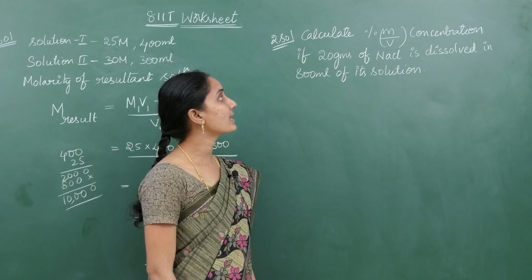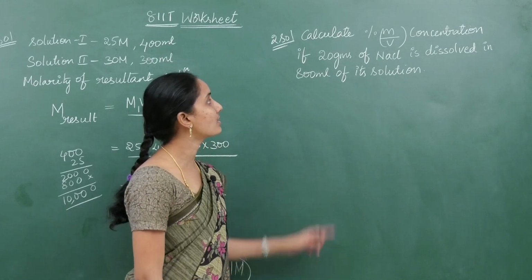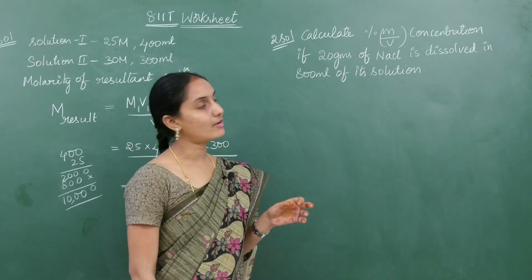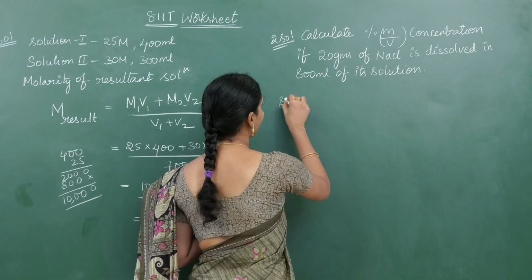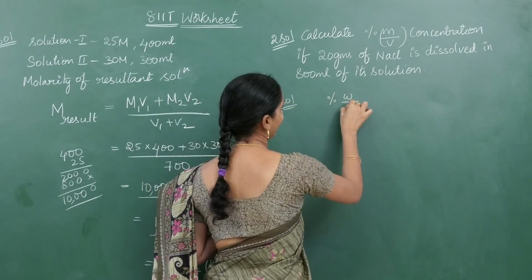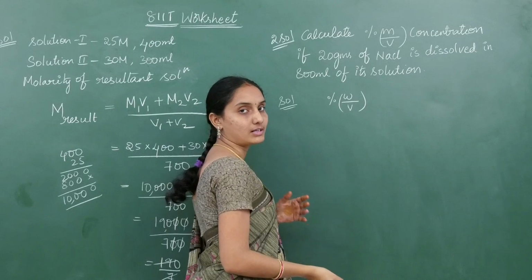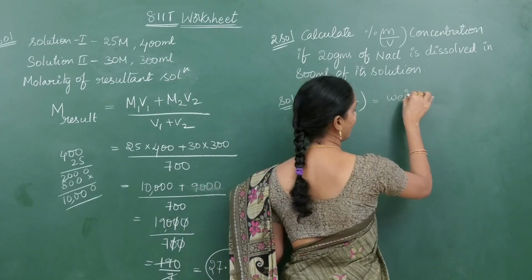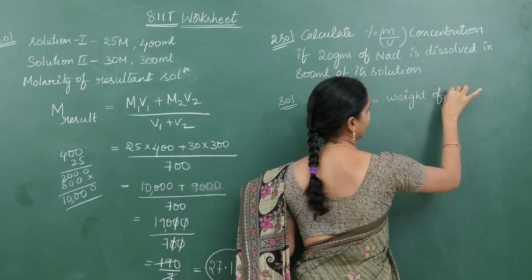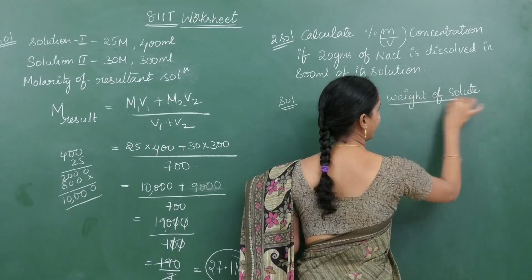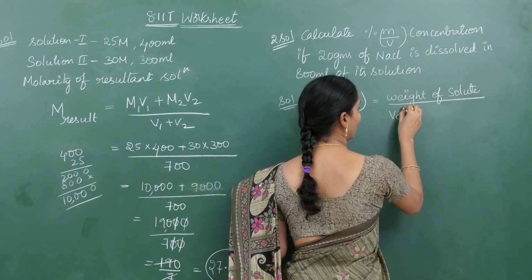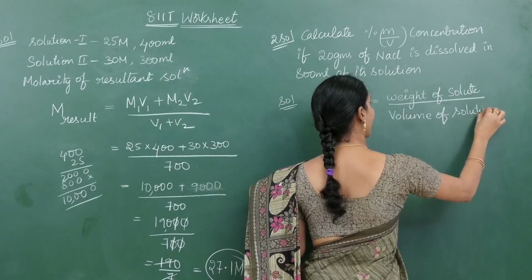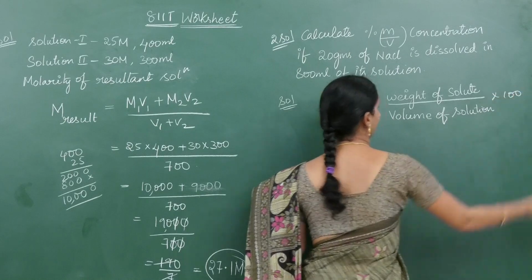So the second question is given as: calculate the percentage mass by volume concentration if 20 grams of NaCl is dissolved in 800 ml of its solution. So what all you have to calculate is percentage weight by volume. You have to calculate concentration in terms of percentages. So the formula for percentage weight by volume is weight of the solute divided by volume of solution, and as it is percentage, you should multiply by 100.